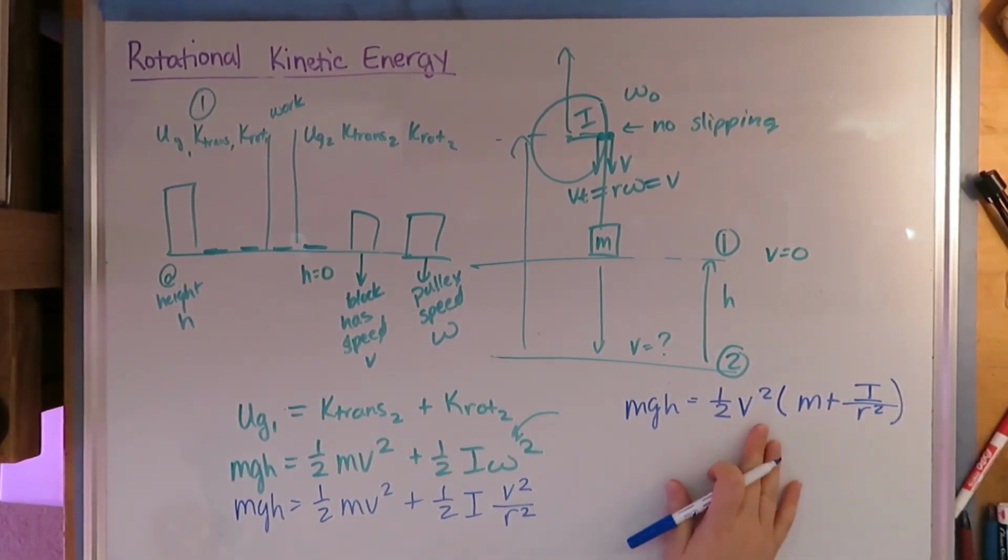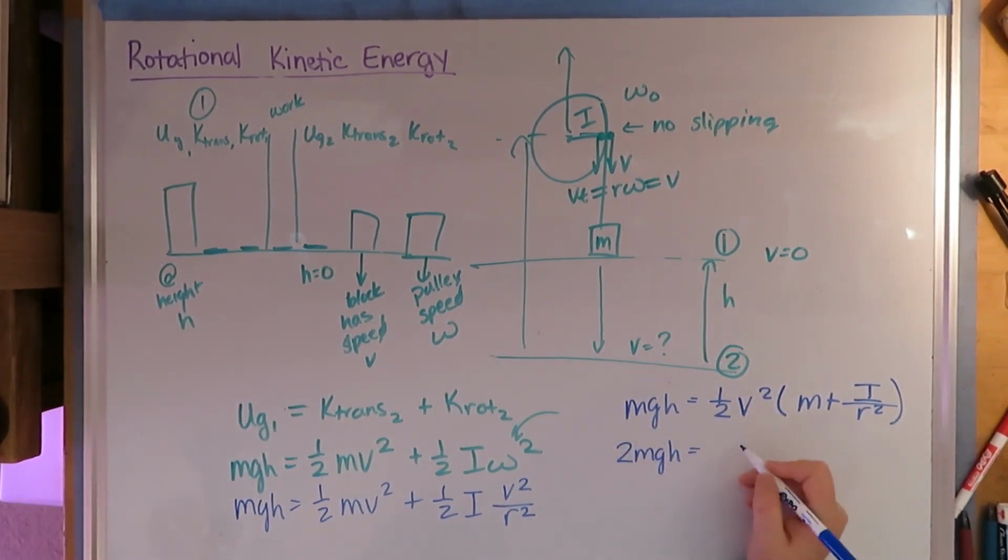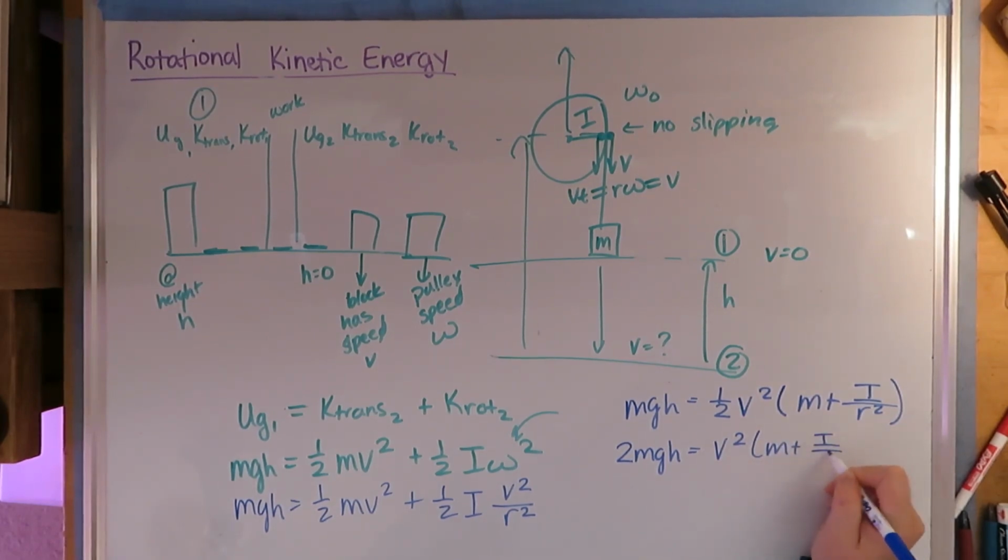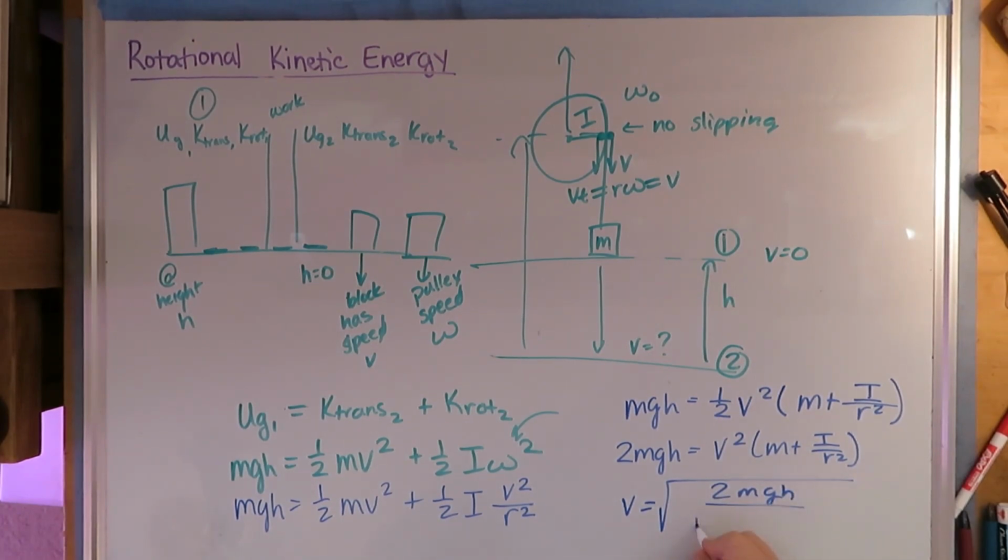So if I want to solve for v squared, I can multiply by 2 and I get 2mgh is equal to v squared times m plus I over r squared. Then if I divide that over, v is going to be the square root of 2mgh over m plus I over r squared.